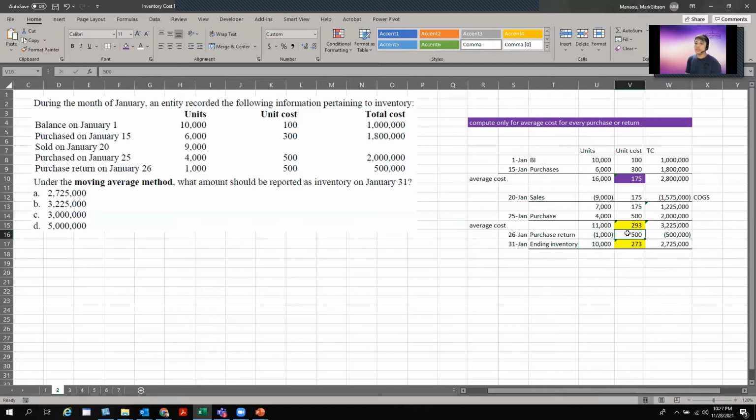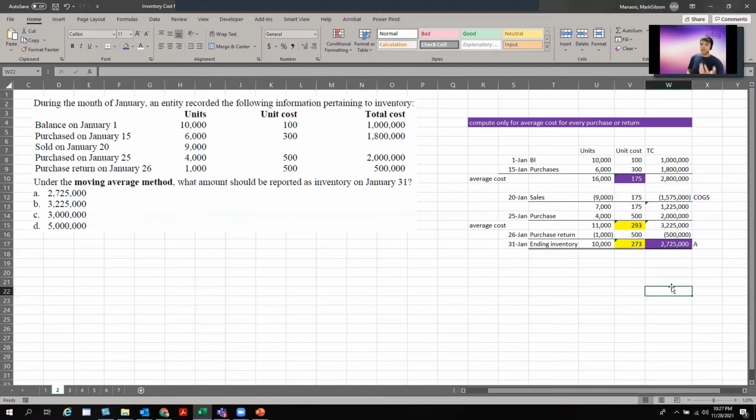And then 3,225,000 less 500,000, so that would be 2,725,000. So para makuha yung average cost, 2,725,000 divide by 10,000 or 273. Again, this is already rounded up. So the answer to requirement number 1 is 2,725,000 pesos, or letter A.